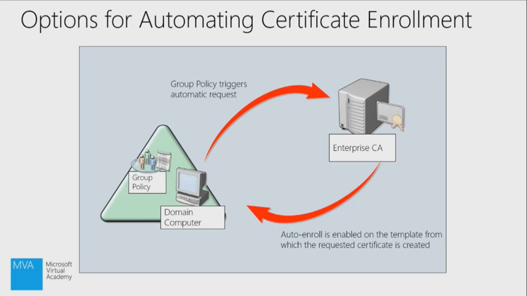Right here on this slide, we talk about it. A group policy in my domain triggers an automatic request for a new computer or a new user. Auto-enroll is enabled on the template from which the requested certificate is created, and it's issued automatically.